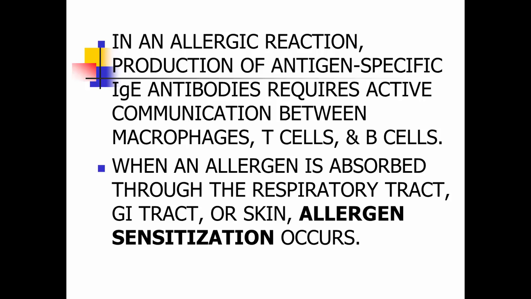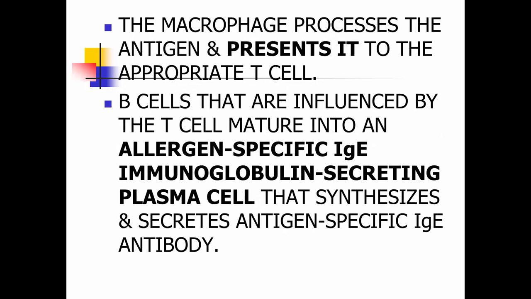When an allergen is absorbed through the respiratory tract, GI tract, or skin, the allergen sensitization occurs. The macrophage processes the antigen, presents it to the appropriate T cell. B cells that are influenced by the T cell mature into an allergen-specific IgE immunoglobulin secreting plasma cell and synthesizes and secretes the antigen-specific IgE antibody.